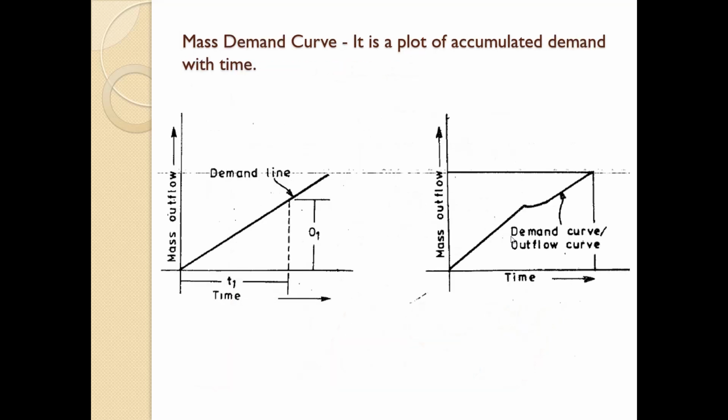As you can see, we will move to the next slide. Demand curves or demand lines are generally straight lines, representing uniform withdrawal, although in practice they may also be curved, like this. If the rate of demand is constant, this will be the demand line, this is the mass outflow, and if there is fluctuation, it may take a curved shape. So the mass demand curve is nothing but a plot of accumulated demand versus time.